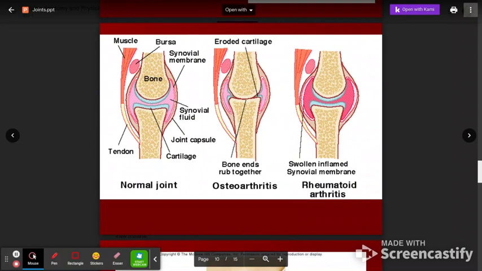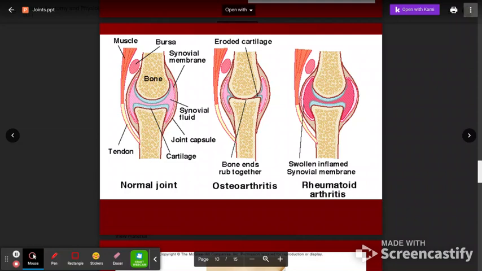Okay, a lot of you going into the medical field are going to experience people with problems. Normal joint on the left-hand side. Notice your tendons, your ligaments, your bursa sacs, your synovial fluid amount. And then take a look at bone ends rubbed together: osteoarthritis, coming from age, overuse, a bad diet, possibly calcium not keeping your bones strong, or other injuries.